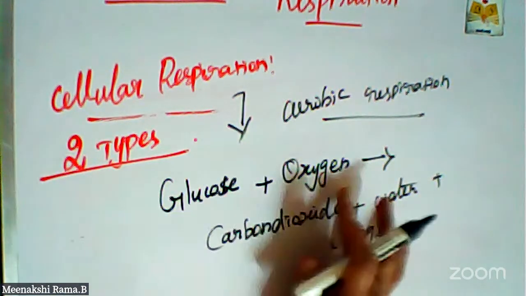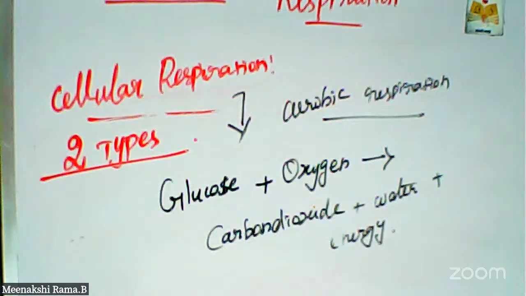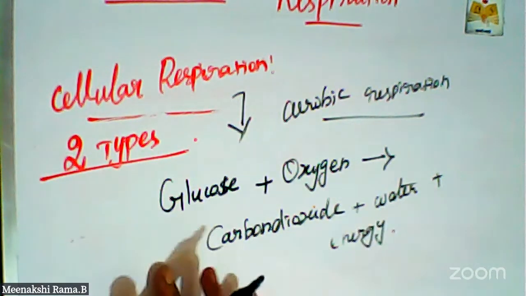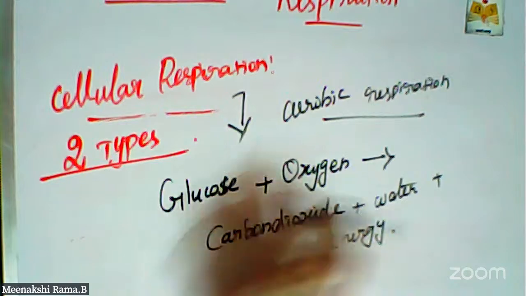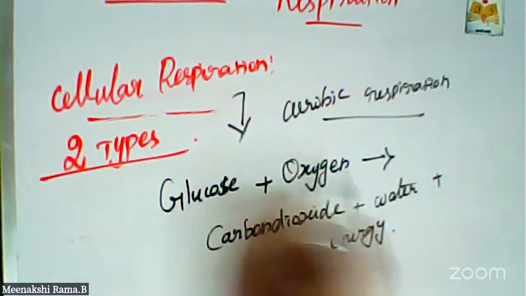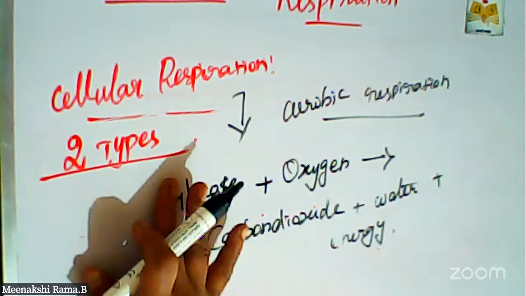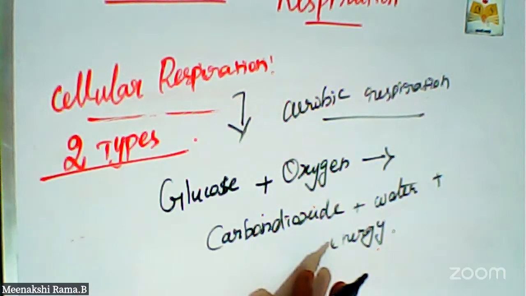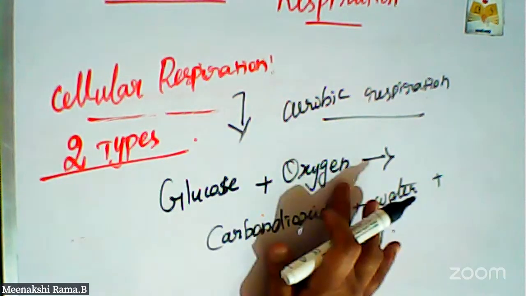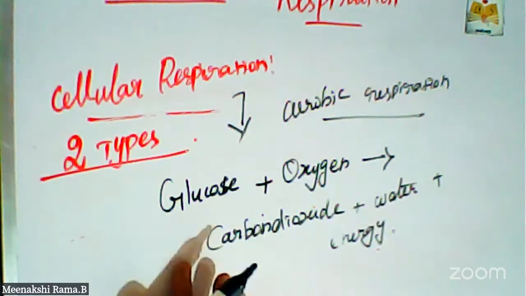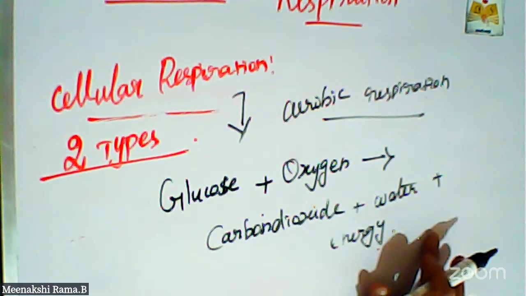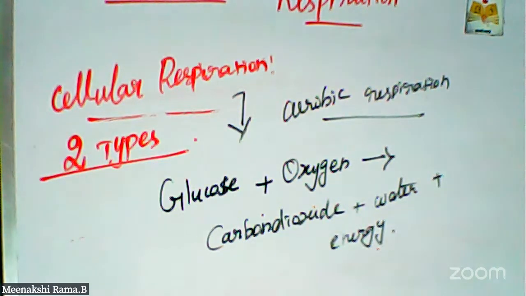So the glucose and the oxygen combine to release carbon dioxide. These are all the reactants. These are all the products. The left side components are called reactants. The right side components are called products. Glucose and oxygen combine together to release carbon dioxide, water and energy. This is the simple explanation of aerobic respiration.